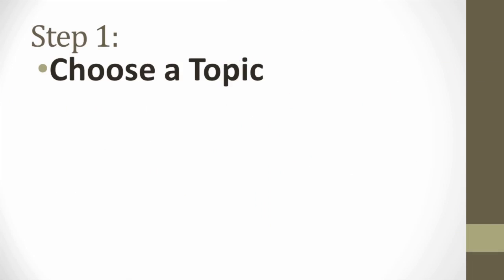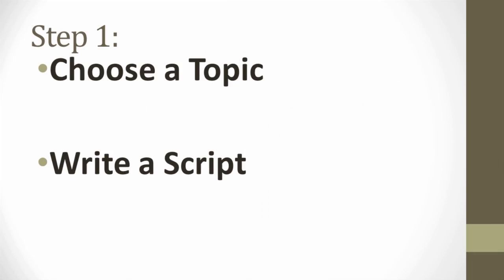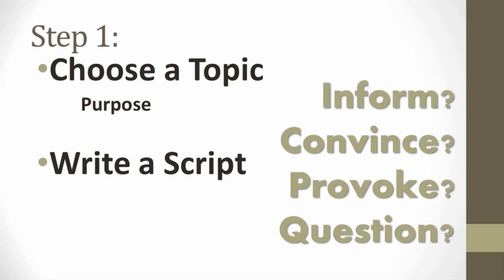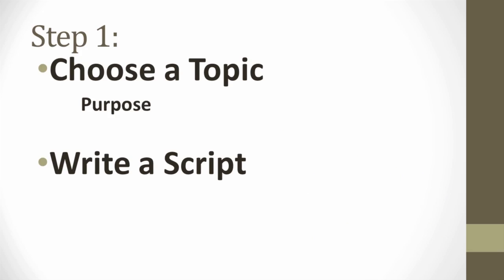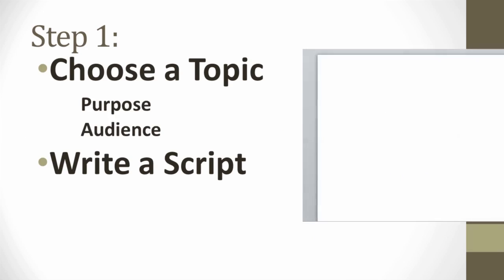Step 1. Choose a topic and write a script. Begin thinking of the purpose of your story. Are you trying to inform, convince, provoke, question? Also, think about who the audience will be for this story.